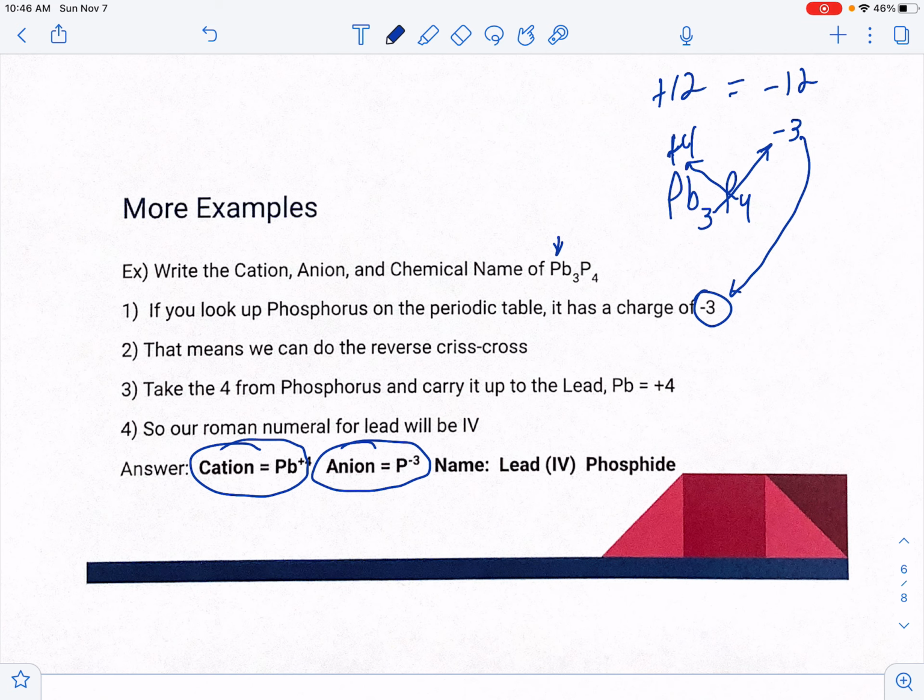Remember, you cannot just put lead phosphate. Because lead is a transition metal, it has to have the Roman numeral in the name. Again, if you are dealing with a transition metal, it has to have the Roman numeral in the name because you have to tell me what the charge of lead is. Since lead has a charge of +4, we're going to write lead IV. Remember, IV is your 4, and then phosphide. If you have an anion, you cannot just write phosphorus. If you have a monatomic anion, it's just going to be phosphide. So your correct answer would be lead IV phosphide.